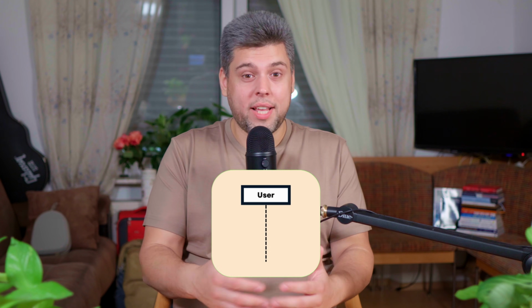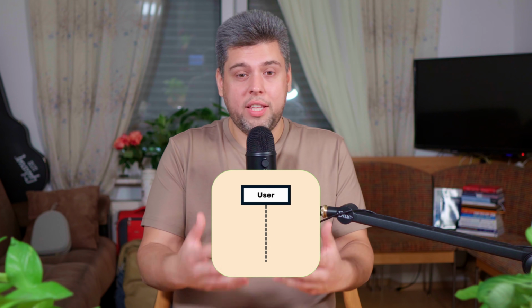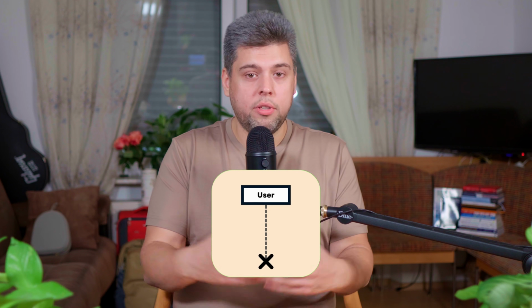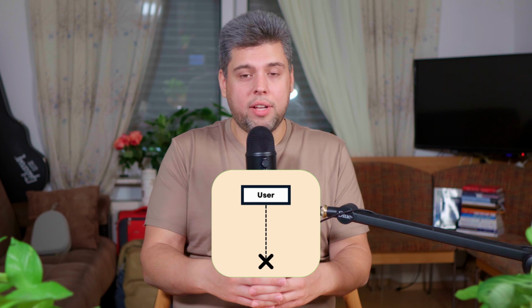A lifeline represents the existence of an object during the interaction being modeled. It's drawn as a vertical dashed line under each object at the top of the diagram. When an object is created during the interaction, its lifeline starts partway down. If an object is destroyed during the interaction, its lifeline ends with an X. Lifelines help you visualize when objects are active and when they cease to exist within a particular scenario.